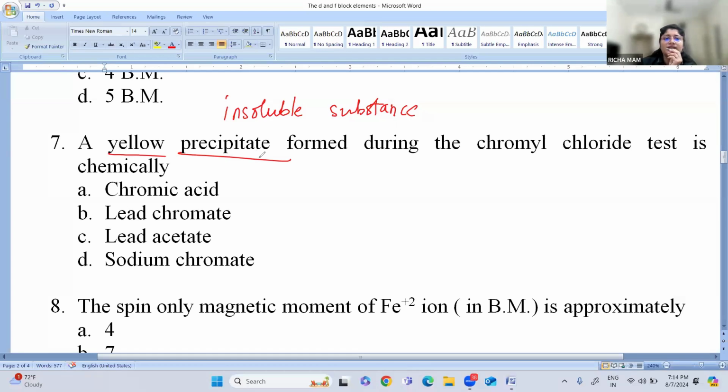So how is this yellow color precipitate formed? The last one, it is due to what? Okay, I've got the answer: lead acetate, ma'am. Think again. Just a second, I'll see the answers.